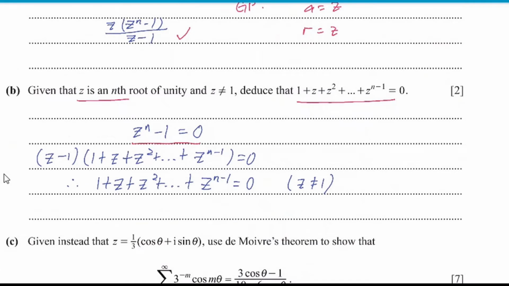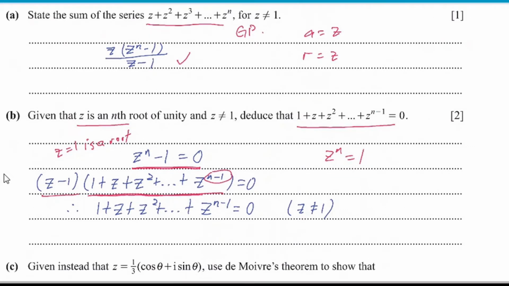Because we know that Z is an n-th root of unity, which is Z power n equals to 1, we can express that as Z power n minus 1. And for this, we know that Z equals to 1 is a root. So if Z equals to 1 is a root, Z minus 1 is a factor that we can factorize out, and inside there it will give us a polynomial with the highest power n minus 1, and this is always of the form 1 plus Z until Z power n minus 1.